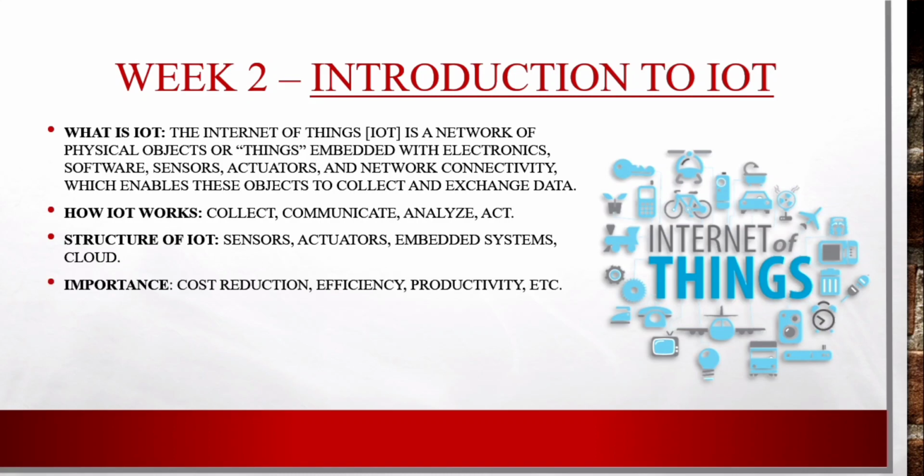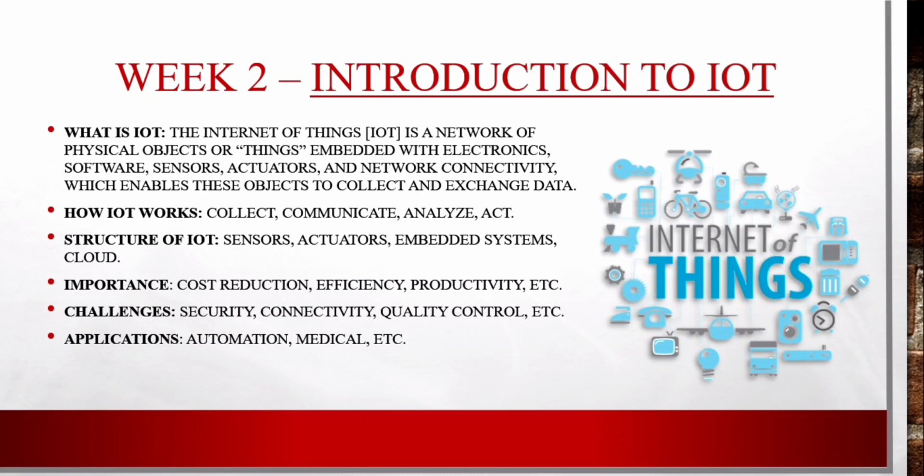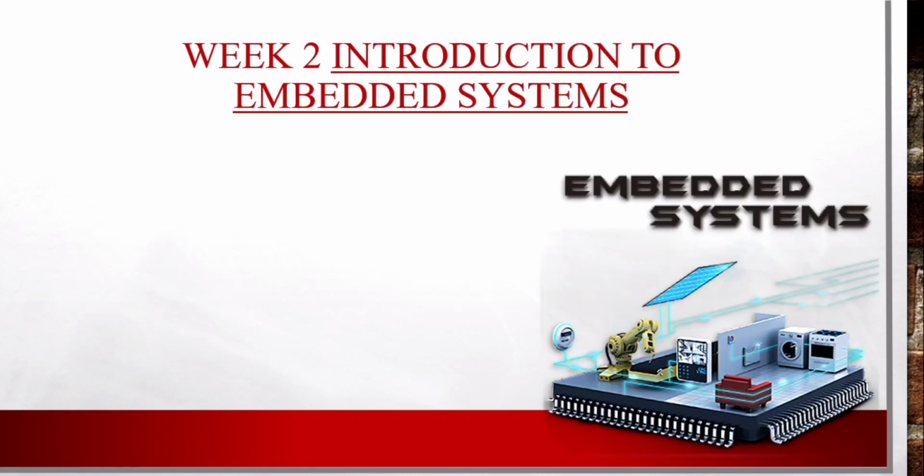Importance: the main aims of IoT are cost reduction, efficiency, productivity, etc. Challenges: as IoT increases day by day, there are challenges in security, connectivity, quality control, etc. Applications are used in automation like household automation, industry automation, agriculture automation, medical, and so on. In medical, hospitals use it in surgery, treatment, etc. Future of IoT: nowadays, IoT is becoming most popular. The leading trend in IoT is AI, artificial intelligence, with robotics and security.